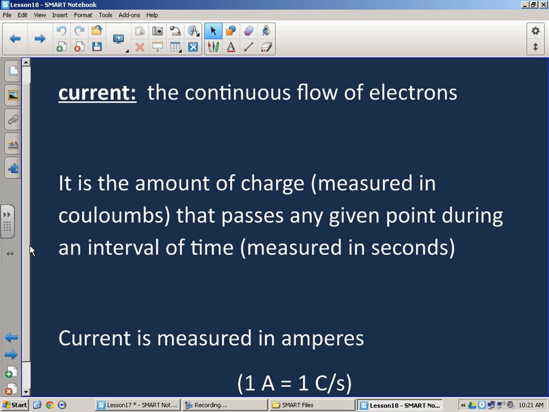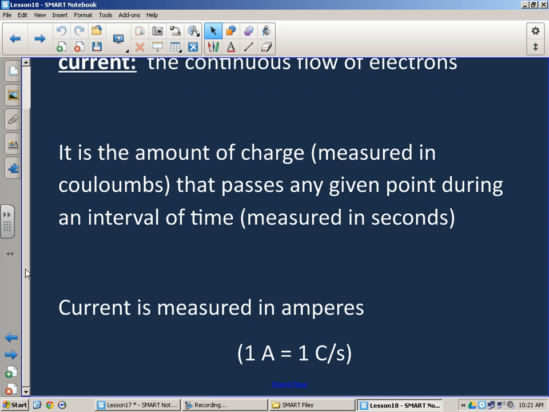Current, first of all, is the continuous flow of electrons. When you turn on a light switch, you are flowing electrons, and that is what gives you the light. It is the amount of charge, measured in coulombs, that passes any given point during an interval of time, usually measured in seconds. Current is measured in amps. 1 amp is equivalent to 1 coulomb per second. We're not going to worry about that too much.